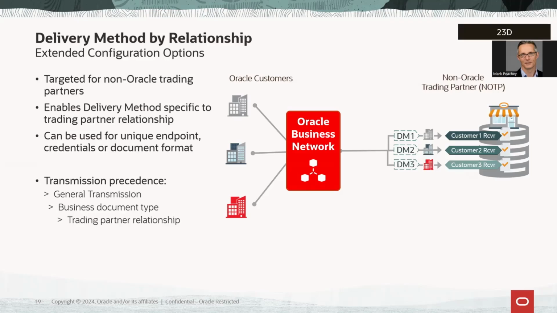And yeah, I guess just to mention from a transmission precedence perspective, you have general transmission settings, which will apply to everything unless there is a transmission setting for an individual business document, which will take precedence unless there is a specific setup for a given relationship, which would actually then override that one. So in a sense, there's a hierarchy of precedence around how things get transmitted.